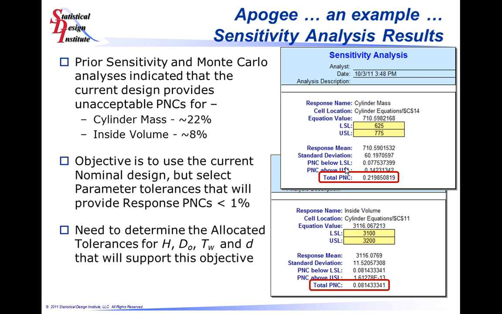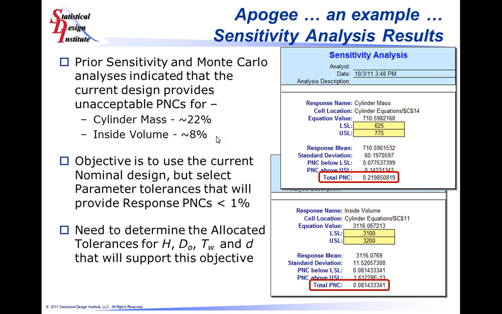So in our prior tutorials we took this problem and we set it up and we performed a sensitivity analysis. We also performed a Monte Carlo analysis to confirm these results, and basically what we found is that with the current design the cylinder mass would be non-compliant. Our PNC for the cylinder mass would be approximately 22%, and our PNC for the inside volume would be approximately 8%. So this design is really non-compliant, maybe marginal at best if you wanted to take it that far, but really it's not going to be a good producible design that we can rely upon.